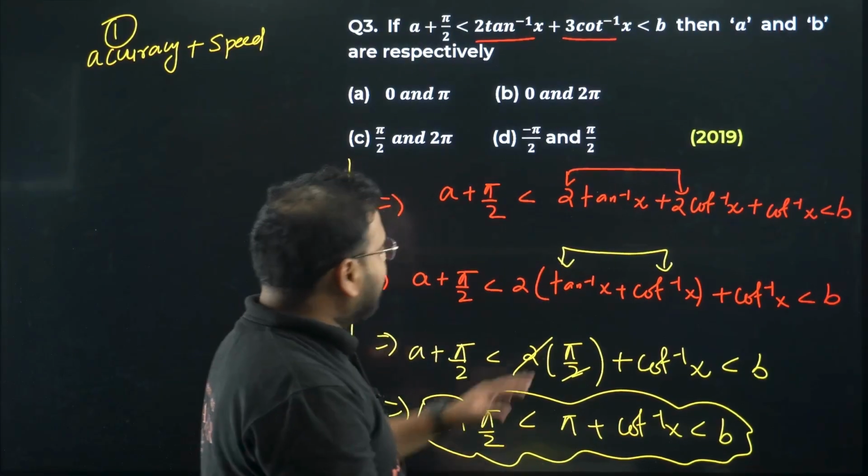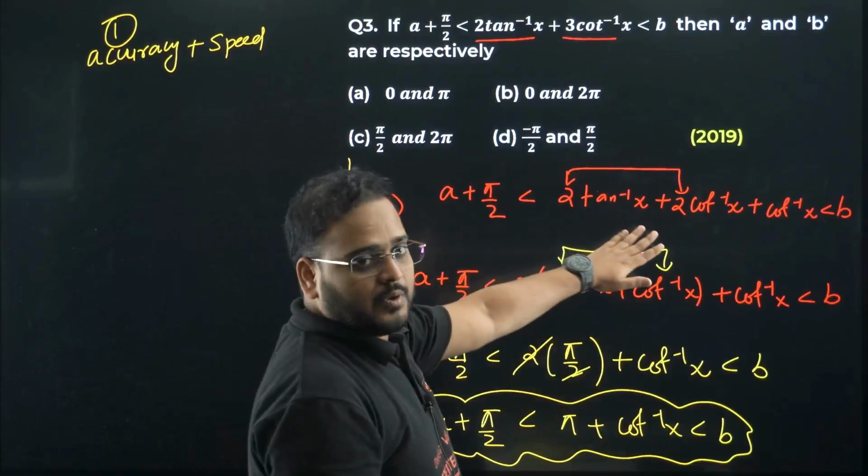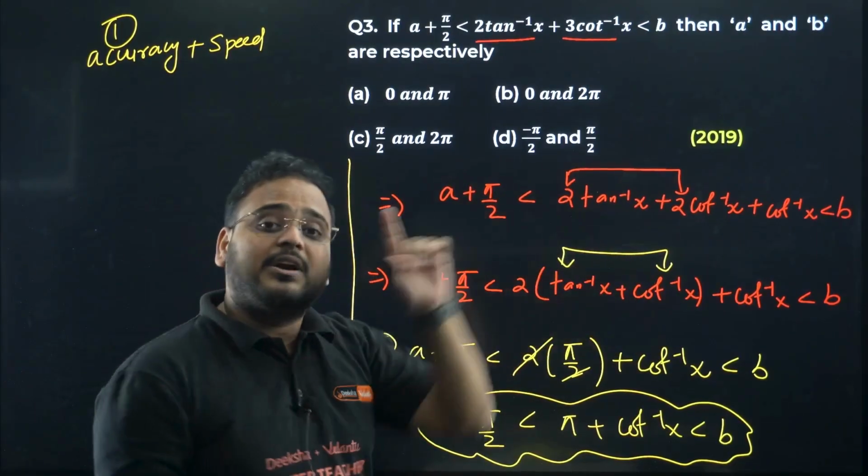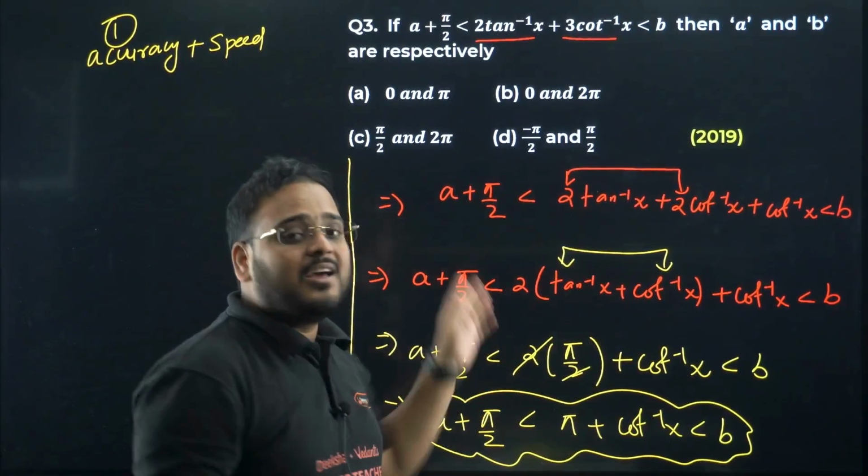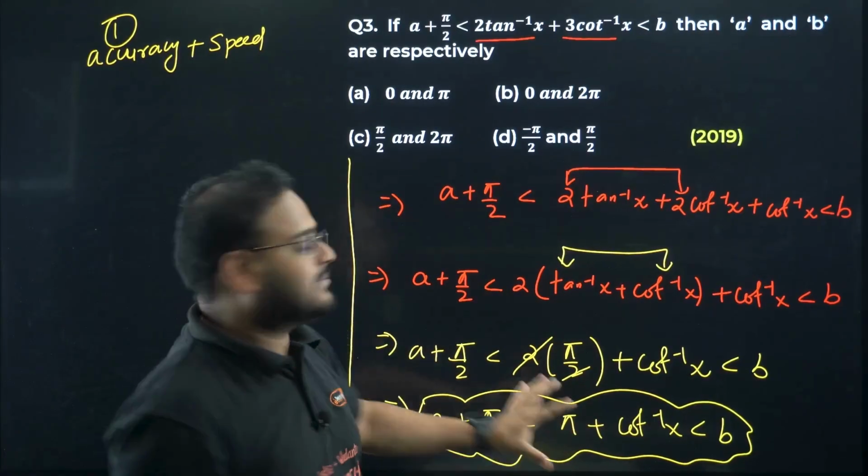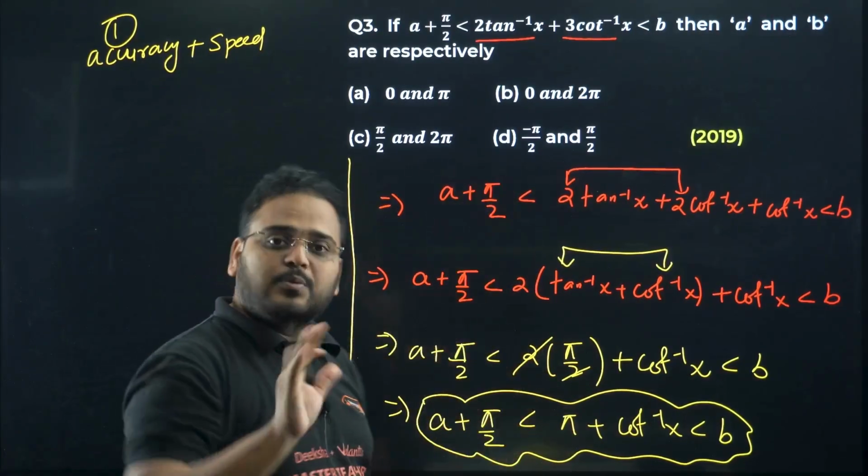Got it? So I can solve this question directly from here only. Because I've solved it so many times, but you are doing it for the first time, you have to maintain the accuracy part first. That's why I'm explaining all the steps. I hope this is clear, right?